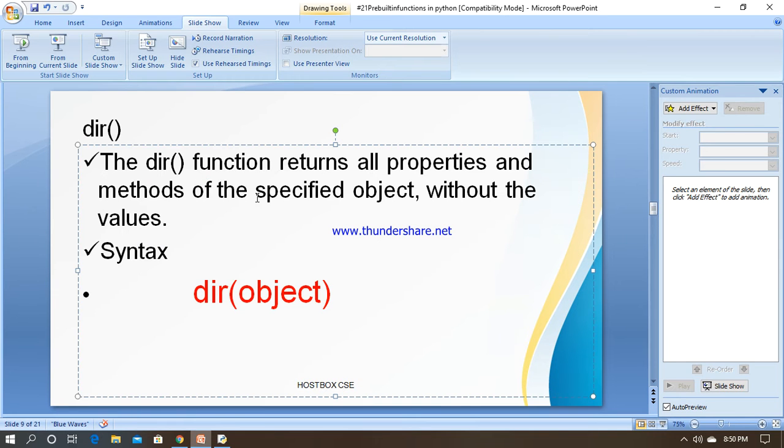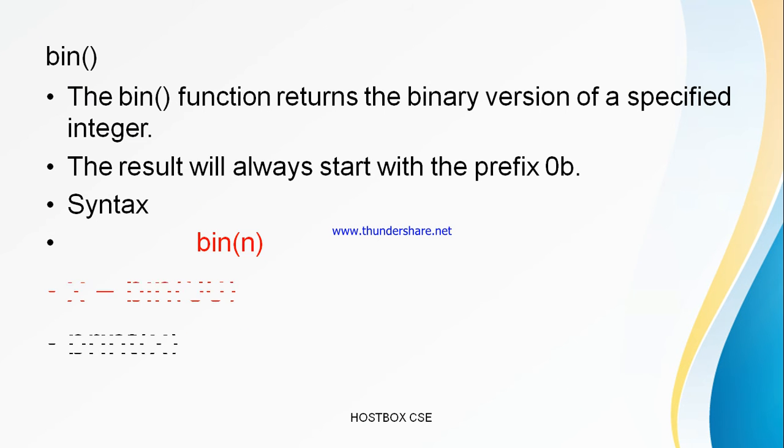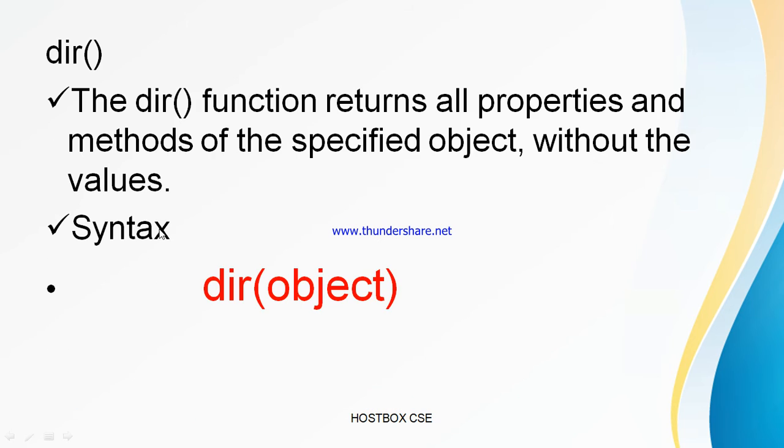Okay, dir is next, an important one. The dir function returns all the properties and methods of the specified object, without the values.